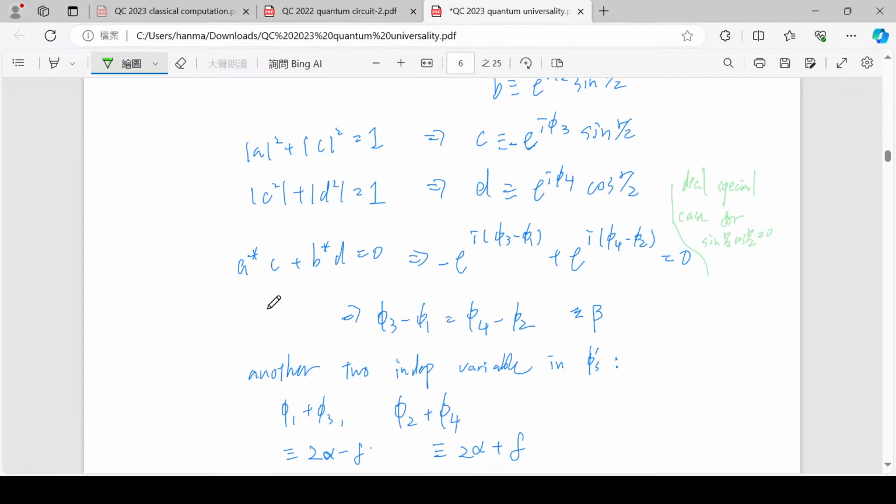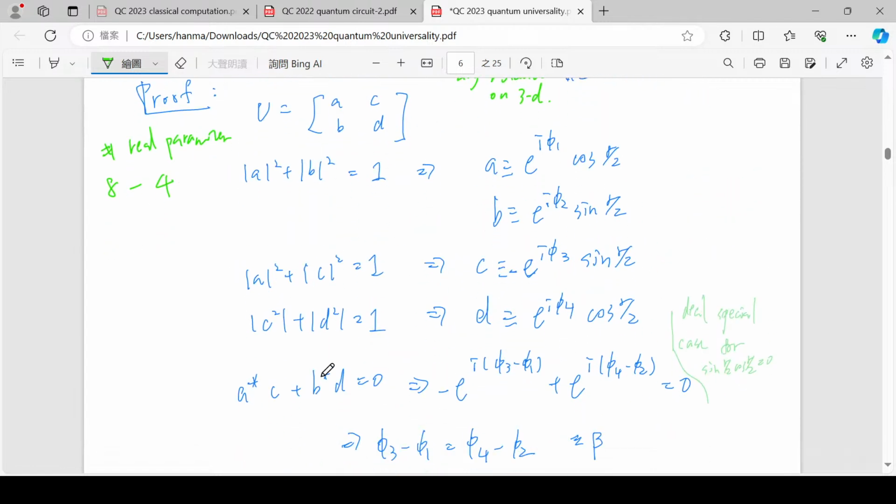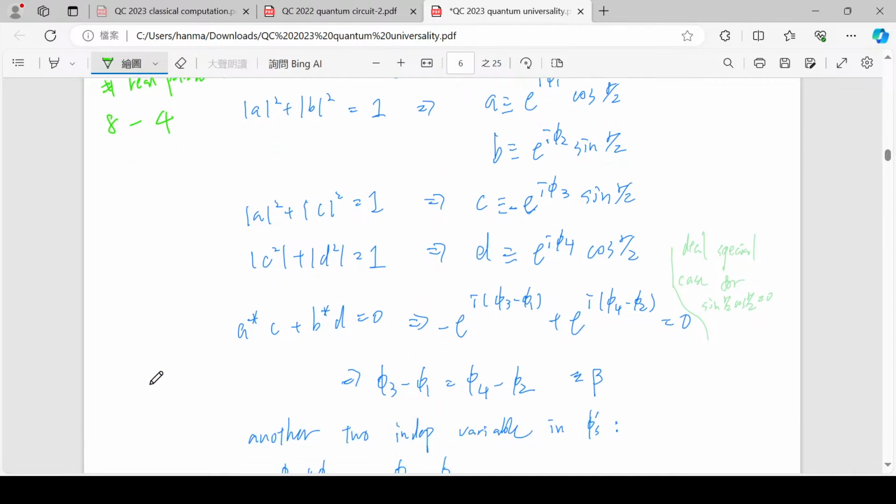And then there is another independent constraint, that the rows or columns need to be orthogonal to each other. So let's say the columns must be orthogonal to each other. So the inner product of the columns equals 0. That means A star times C plus B star times D equals 0. And when you do that, then you see that both of those have a term about sin gamma 2, cosine gamma 2, and the other part. Okay, and so there are 2 solutions.